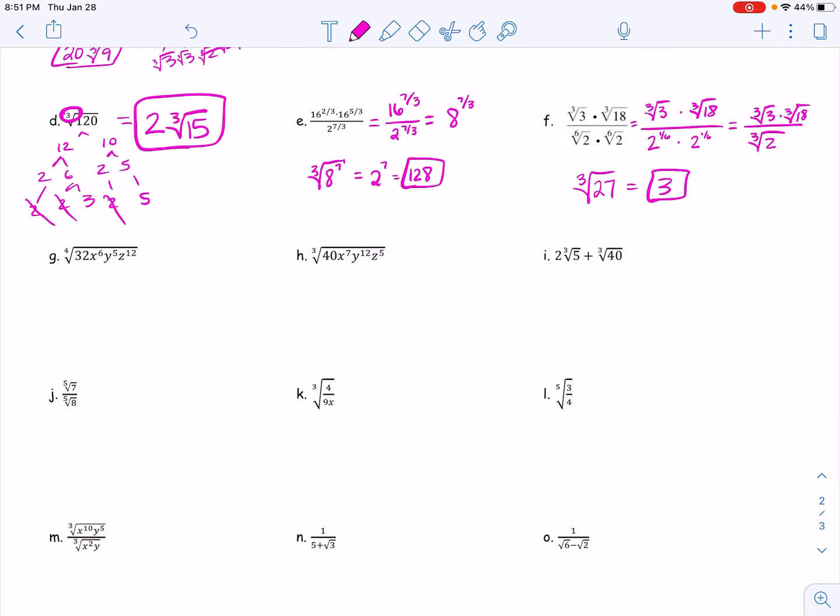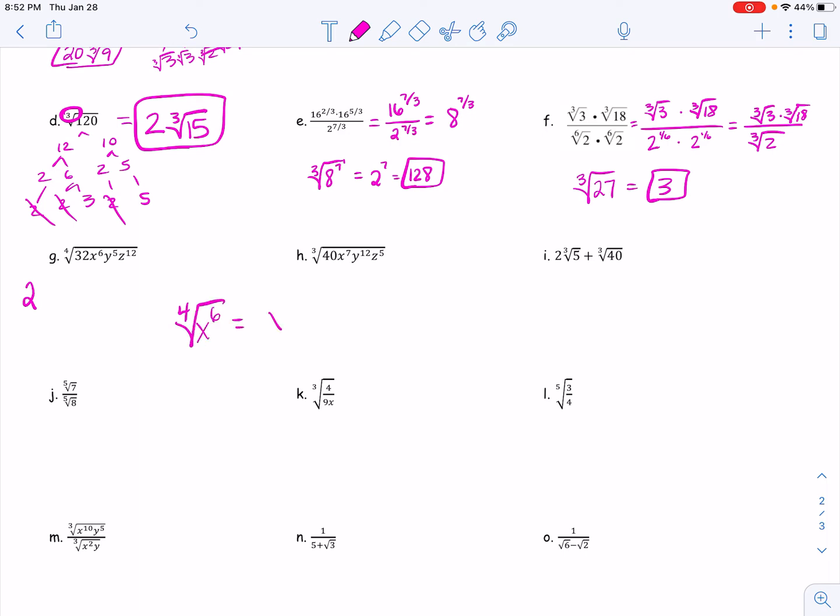Okay, I really like ones like G and H. This is fun for me. All right, we're taking the 4th root of all of that stuff. Take it piece by piece. The 4th root of 32 is actually 2. The 4th root of x to the 6th. Think about that. The 4th root of x to the 6th.